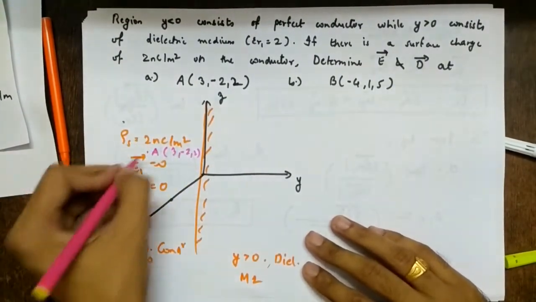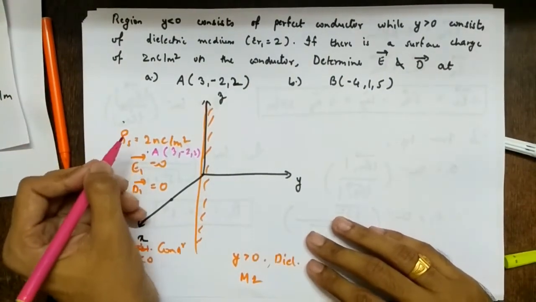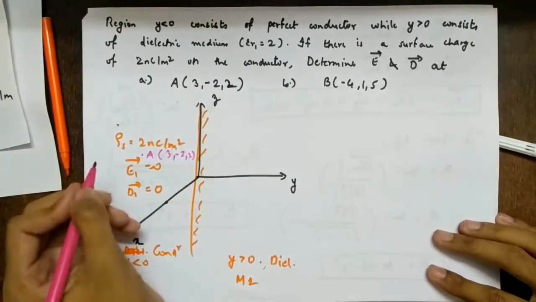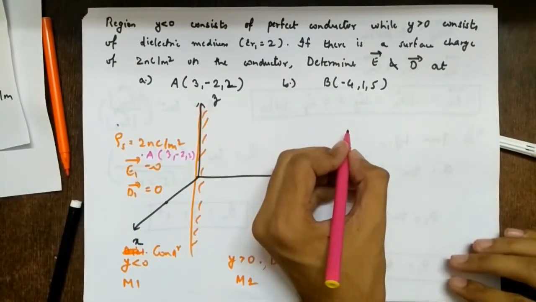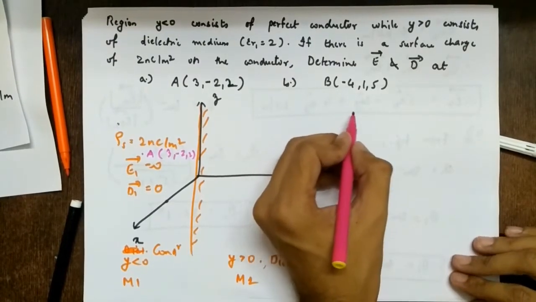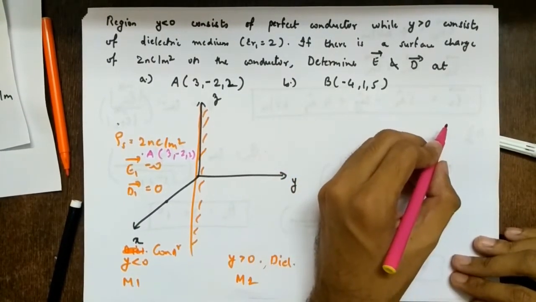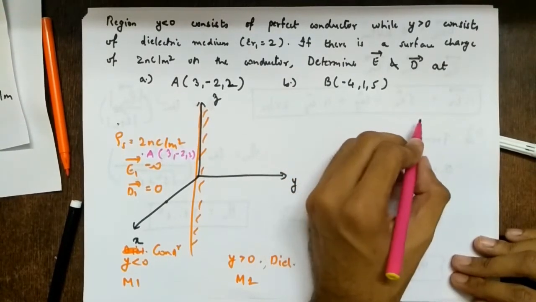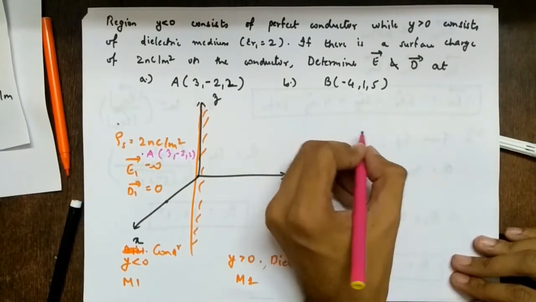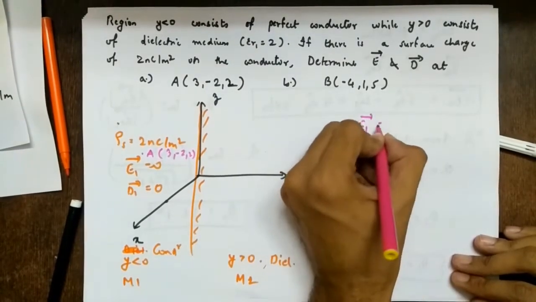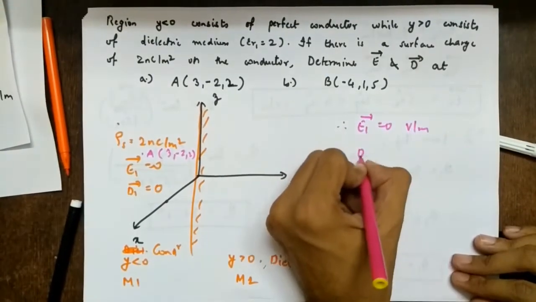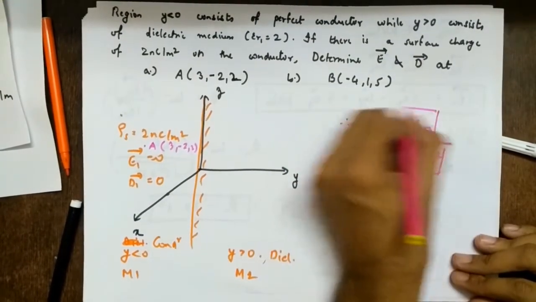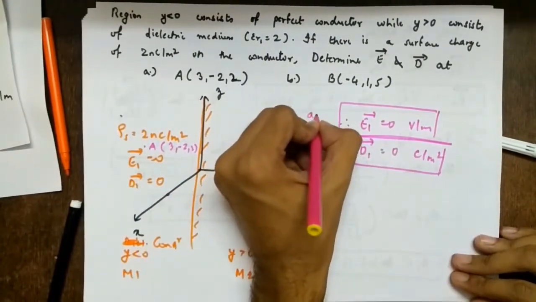Make sure you draw the diagrams correctly and write this separately. For me it is okay. So it is falling in the conductor, right? So you will not just write like this. You will say we know that no fields exist inside a conductor, right? So as we see from the figure that point A lies in the conductor region, right? So therefore E1 vector equal to 0 volts per meter and D1 vector equal to 0 coulombs per meter square. So this is our answer for point A, part A, right?